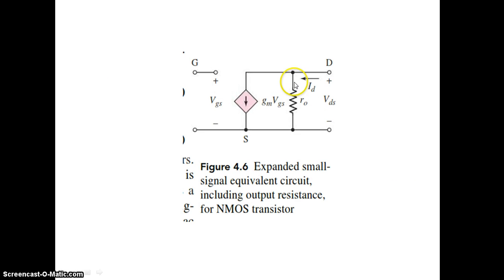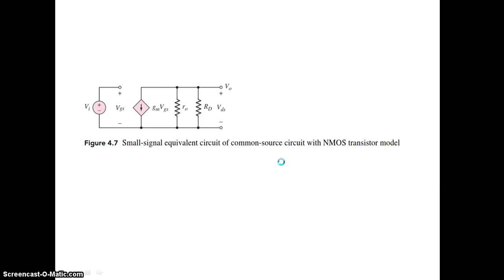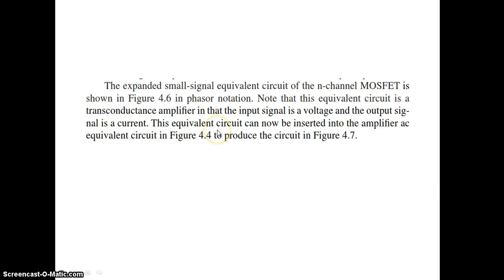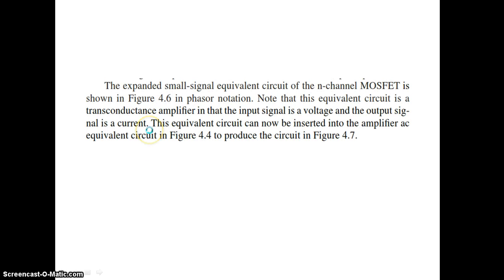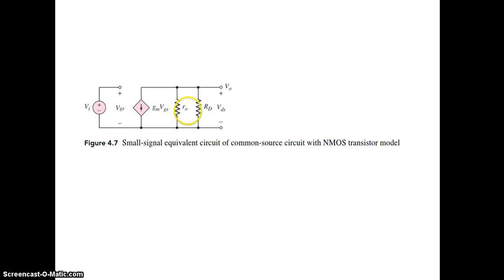Now you connect RO in parallel with this current source GM VGS, and this is the small signal equivalent. Again you have the drain resistance RD. So this is the common source amplifier. Please derive the expressions for this yourselves. However, we have derived it with RD in that place.